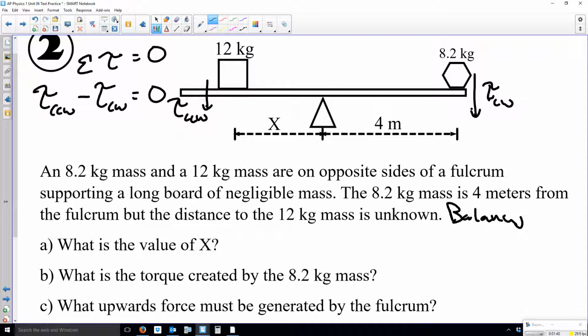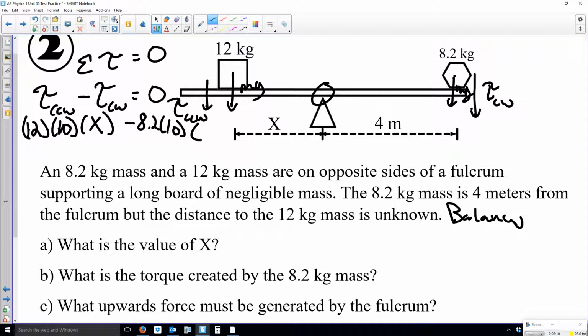So a torque is a force, so the force on both of these is mg, just like it would have been before. It's the force of gravity pulling both of those down and causing that torque. So the counterclockwise one, on the left, the 12 kilogram, would be 12 times 10, so mg, times the distance out, that's that x value, because a torque is a force times a distance away from the axis of rotation, which in this case is that centerpiece, minus 8.2, again times 10, that's the mg, but this time we know it's 4 meters.